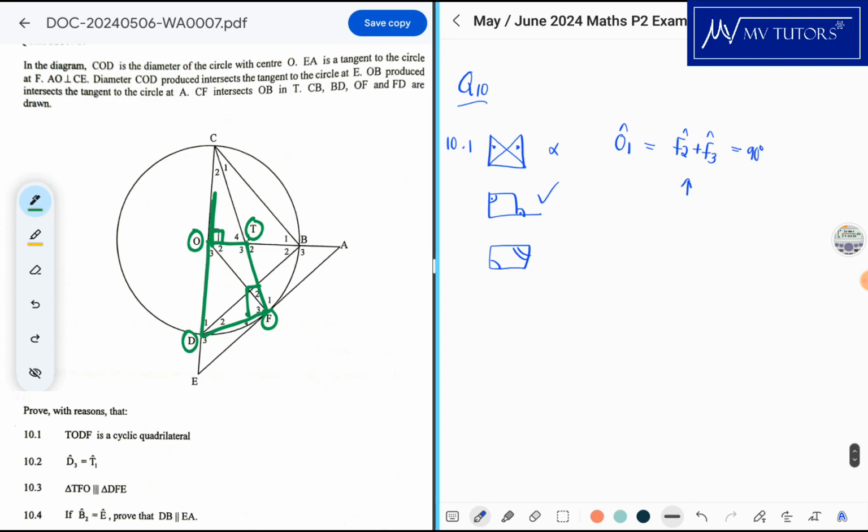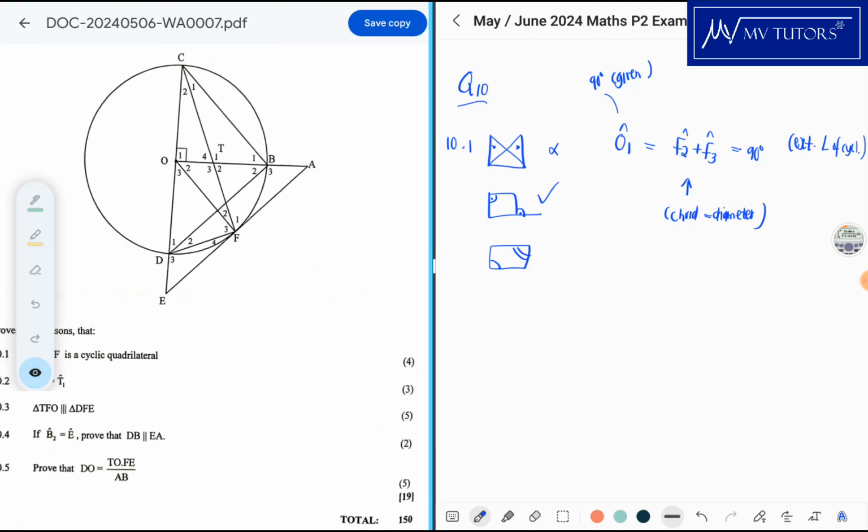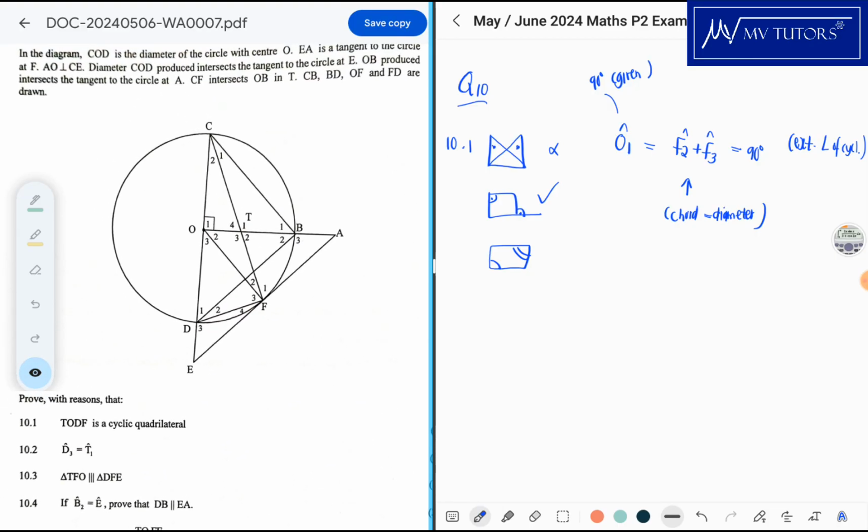So F2 plus F3 is called as a diameter. Okay, an angle subtended by a diameter is 90 degrees. And O1 is equal to 90 degrees because that one is given. They told us. So therefore, O1 is equal to F2 plus F3, which is 90 degrees. And why is that? External angle of a cyclic quad. Okay, so that's 10.1. For 4 marks, I think that is valid.